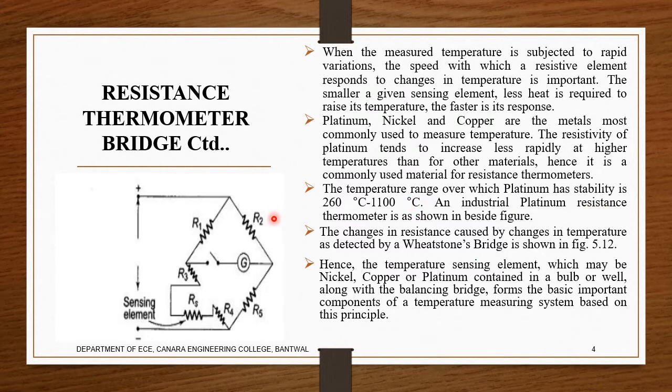What we discussed earlier about the thermometer bridge is what we use for the industrial platinum resistance thermometer, and this is the bridge we use here. Usually we go for the Wheatstone bridge. We can show the bridge we are using here. You can see R1, R2, R3, and usually we have R4. RS is connected to one arm of the bridge.